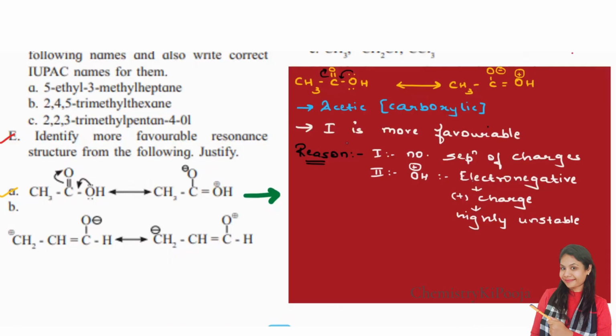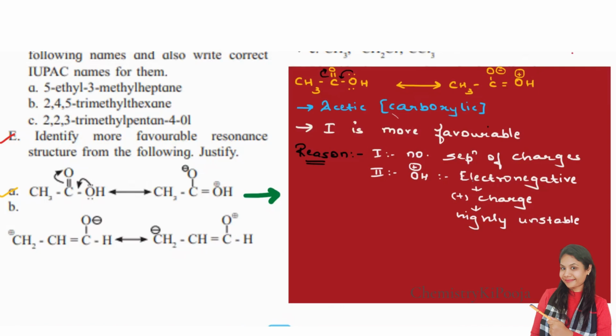And at the same time, structure 2 is basically energetically unfavorable, which lowers its overall resonance stabilization. So basically, structure 1 is a more favorable resonance structure. Clear? Now let us have a look at the second example, the second question.